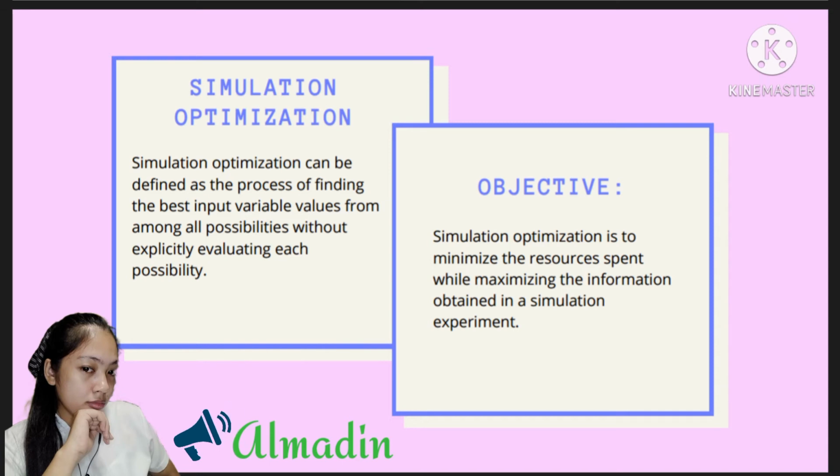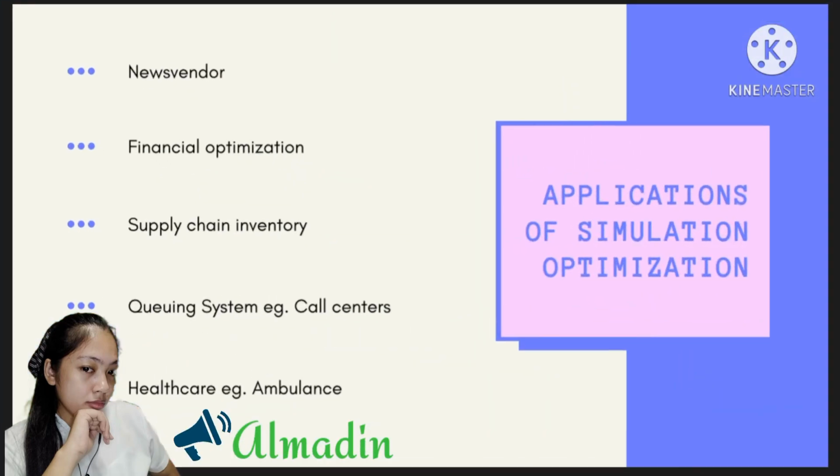So going back, the objective of this is to minimize the resources spent while maximizing the information obtained in a simulation experiment. To have a clear insight about what I am talking about, let us know what the applications of simulation optimization are and where we can apply this. These are some of the applications of simulation optimization: news vendor, financial optimization, supply chain inventory, queuing systems, for example, call centers and healthcare.